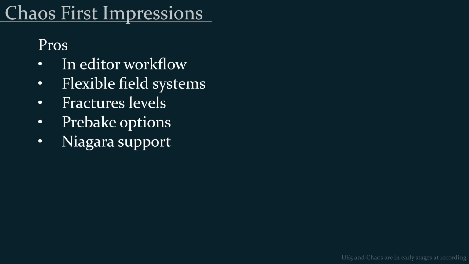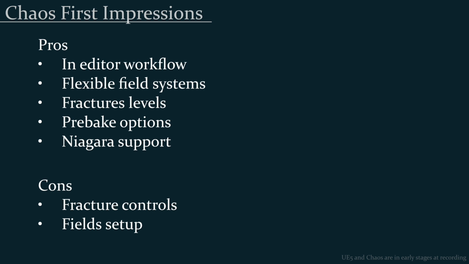Quickly summarizing some pros and cons or first impressions about Chaos here. So we have an editor workflow. We can do everything in Unreal. We have flexible field systems, so we can really make all of these cool fields and define what's happening. We have multiple fracturing levels on models to make them more complex. We also have pre-bake options or cache options to cache a simulation. Chaos also has support for Niagara and other features, so it can really talk to different aspects of Unreal Engine. Then a few cons here.